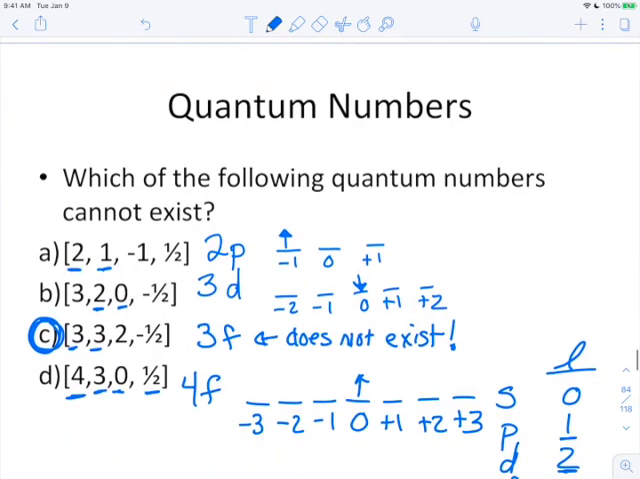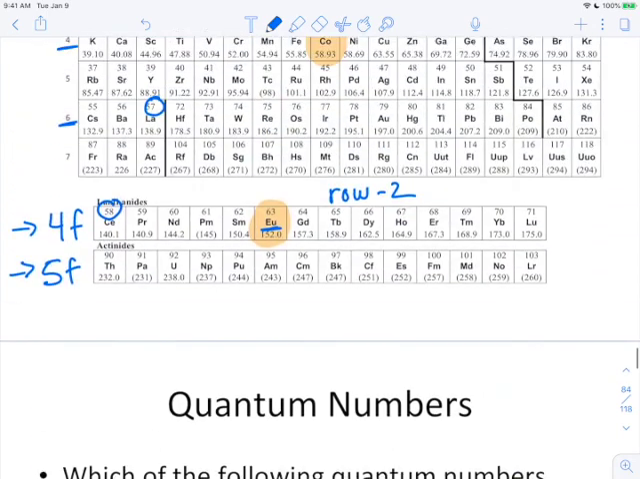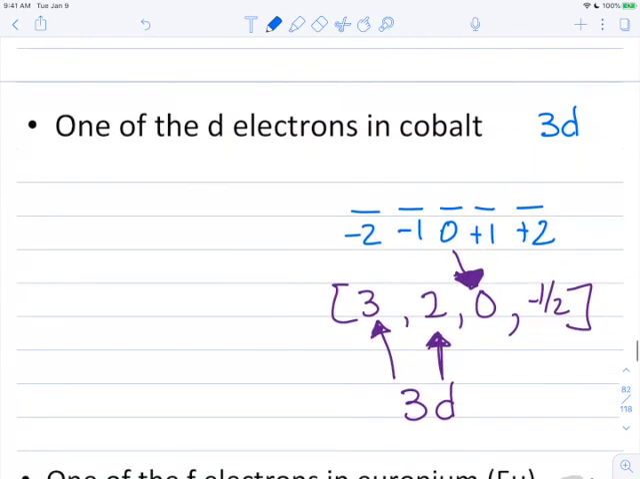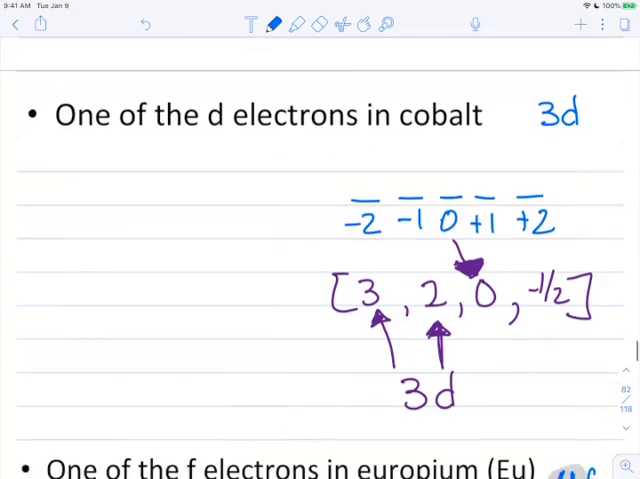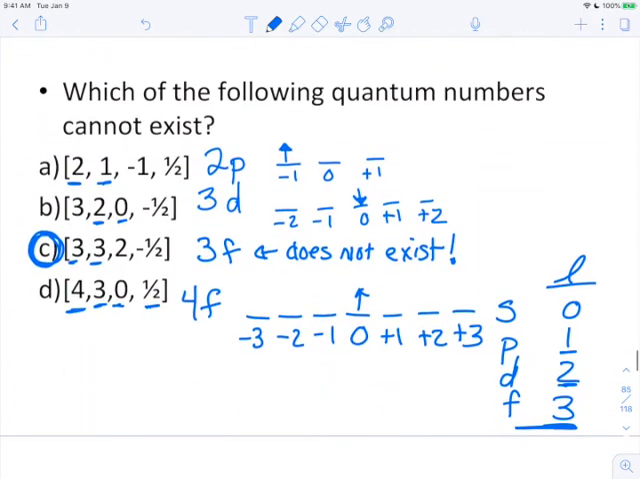Sorry about that, my screen was stuck for a moment. Any questions on how we did this? Students often ask me, how are you going to test me on quantum numbers? It is always possible that I could ask you something like this: write out the quantum numbers for one of the D electrons in cobalt. But it's also possible for me to give you a list and say either which one does exist or which one does not exist. So any questions on how we're doing this one?